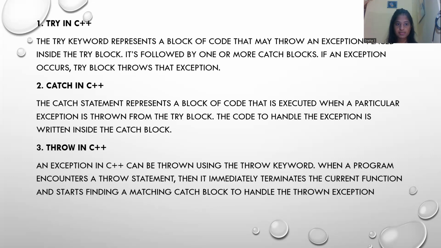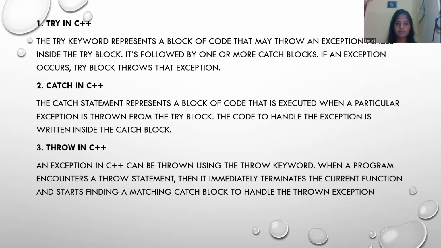Next, we have catch in C++. The catch statement represents a block of code that is executed when a particular exception is thrown from the try block. The code to handle this exception is written inside the catch block. So whenever a try block throws an error, that will be caught by the catch, and this catch will have a block of code which will handle the exception that is thrown by try.